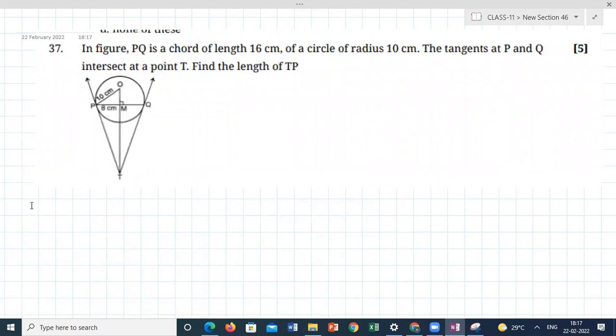Try to solve this question, please. Try to solve this question.